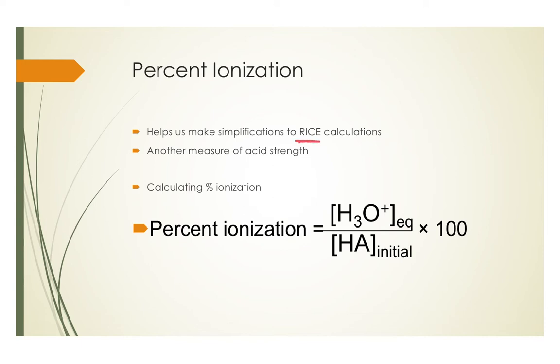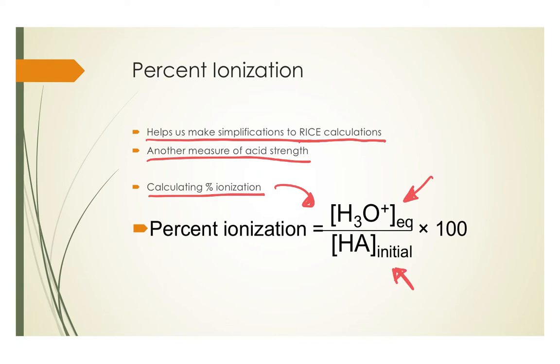All right, so when we do RICE calculations, you guys know that there are occasions where we will assume that the change is much less than the initial concentrations, and so we can make some assumptions. And so percent ionization is something that helps us do that. It is another measure of acid strength. Percent ionization is the H3O plus concentration at equilibrium divided by the initial concentration of the weak acid times 100.